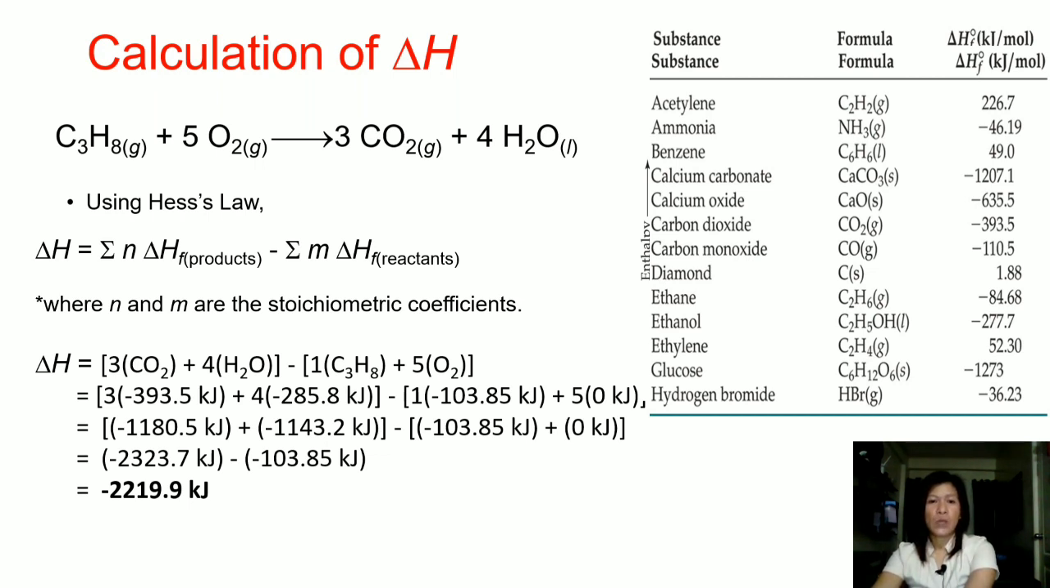Add that with the product between the coefficient 4 of water times the enthalpy of formation of water from the table, that is negative 285.8 kilojoule. The product is negative 1,143.2 kilojoule. You will have that subtracted with the sum of the enthalpies of formation of your reactants.